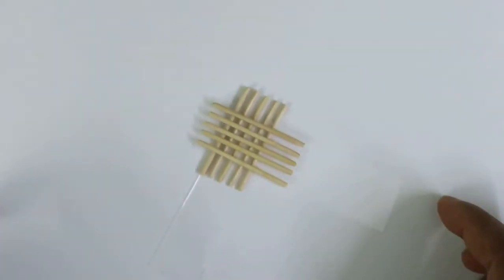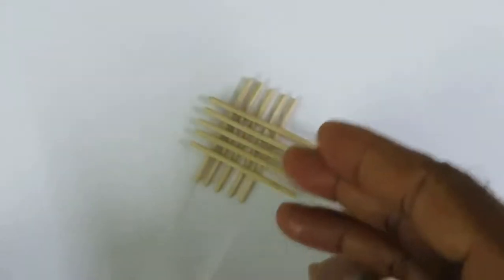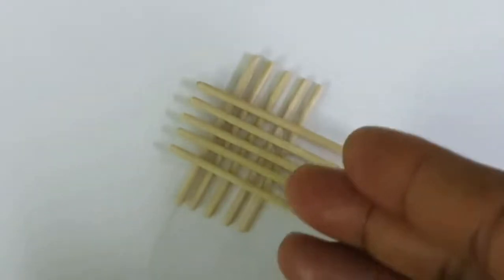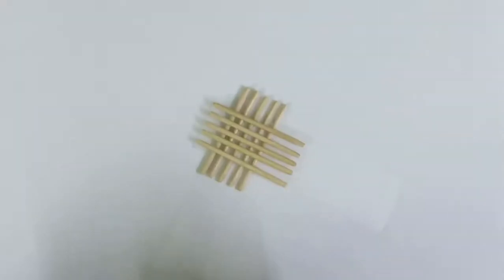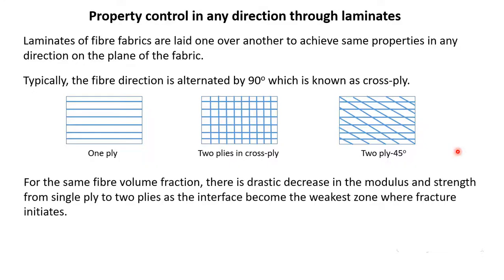So before designing composites, we should check where the maximum load, maximum stress, is, and we should design the composite such that most of the fibers are aligned in the direction of maximum load or maximum tensile stress. For the same fiber volume fraction, there is a drastic decrease in the modulus and strength from single ply to 2 plies, as the interface becomes the weakest zone where the fracture initiates.